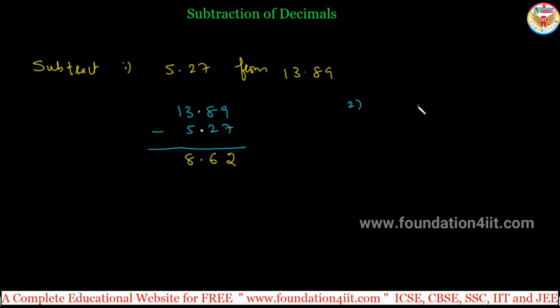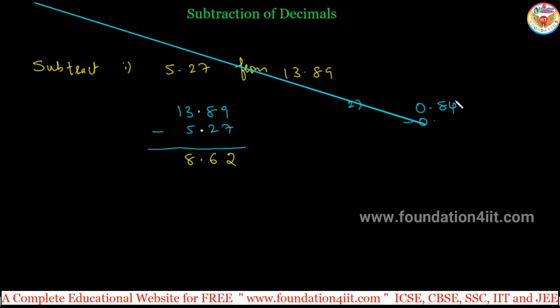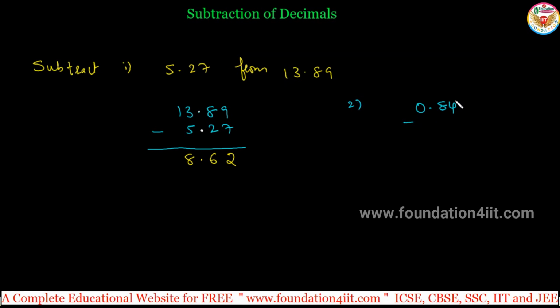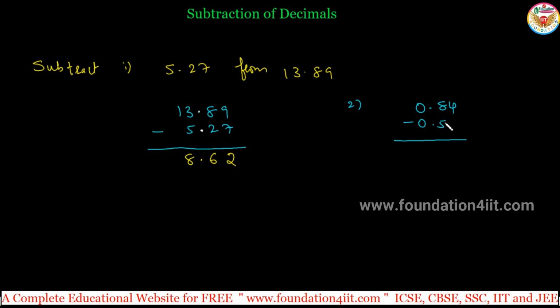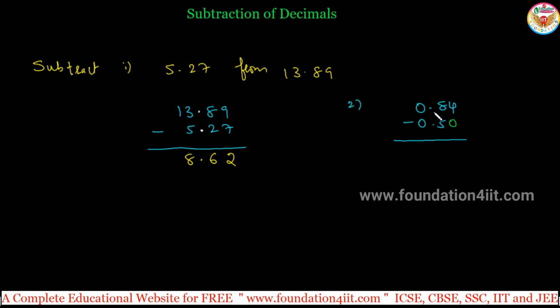For example, we need to subtract 0.84 minus 0.8. Small mistake. Okay, so let's take here 0.5. Then the place value is the same. 8 is your tenths place, 5 is also tenths. Now this place is empty, you can put 0. Right? The question is to subtract this number 0.5 from 0.84.